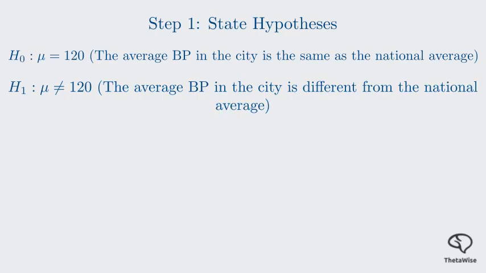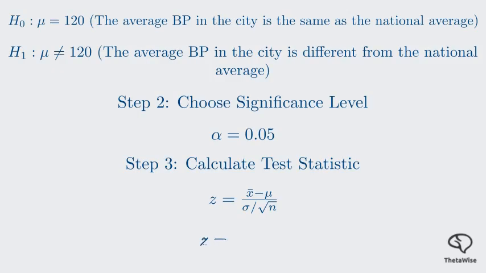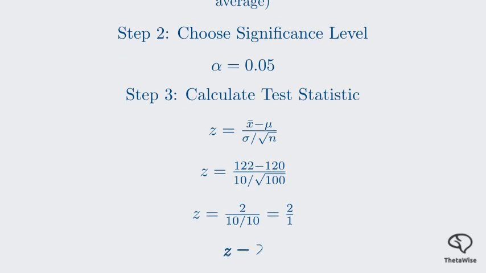Step 2. Choose the significance level. We'll use the standard alpha of 0.05. This means we are willing to accept a 5% chance of a type 1 error. Step 3. Calculate the test statistic. We use our z-score formula. We plug in our values, 122 minus 120 divided by 10 over the square root of 100. This simplifies to 2 divided by 1, which gives us a z-score of 2.